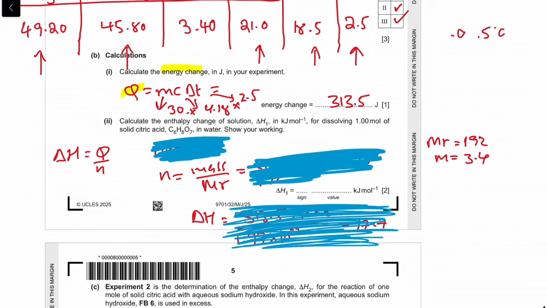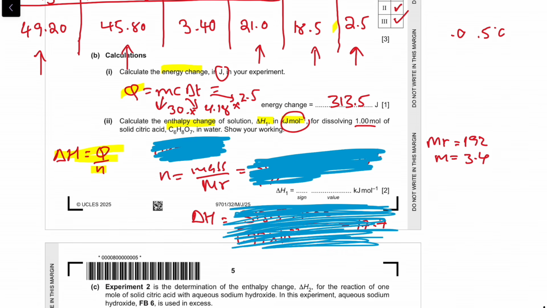Okay, then it says to calculate the enthalpy change denoted by ΔH1 in kilojoules per mole. Notice the change in the units. We often use joules with energy change and then kilojoules per mole with enthalpy change. For dissolving 1 mole of solid citric acid in water, show your working out. So the formula for enthalpy change is Q over n, energy change over moles. We have to convert that energy change into kilojoules first for the units to be correct.